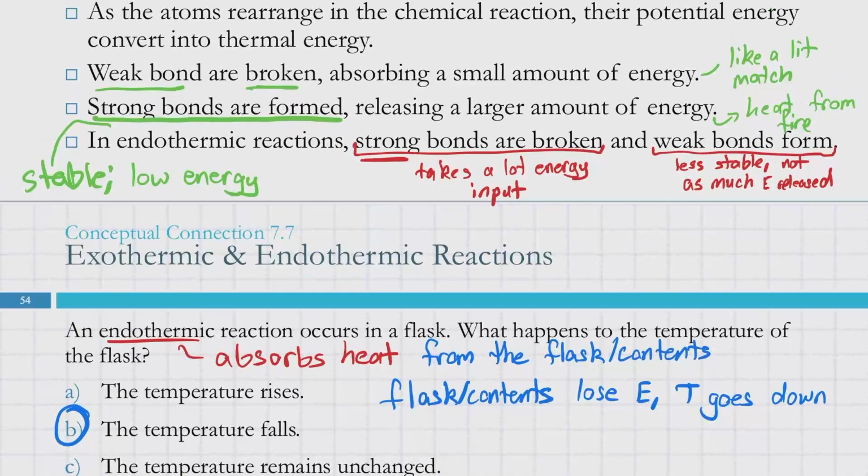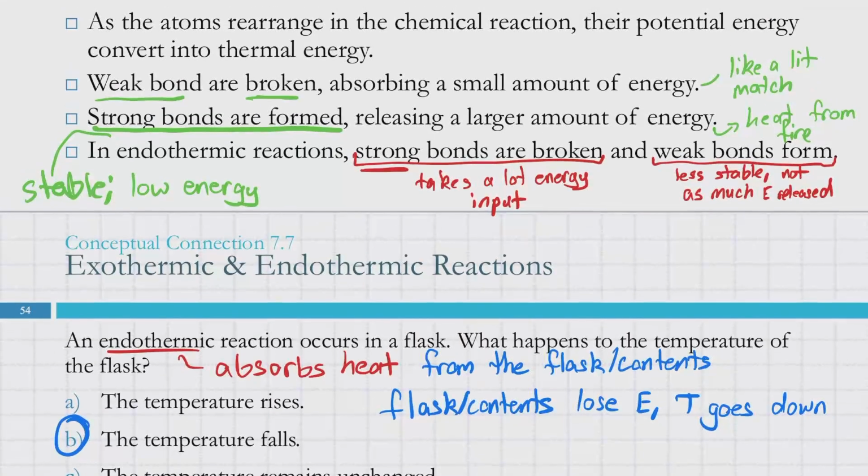So again, this is a case where thinking about the opposite can be helpful. So thinking about bonds. If we're breaking bonds, I think it makes sense for most of us. You have to put energy into breaking bonds. The opposite of breaking bonds is forming bonds. And if we have to put energy in to break bonds, then energy must be released to form bonds.